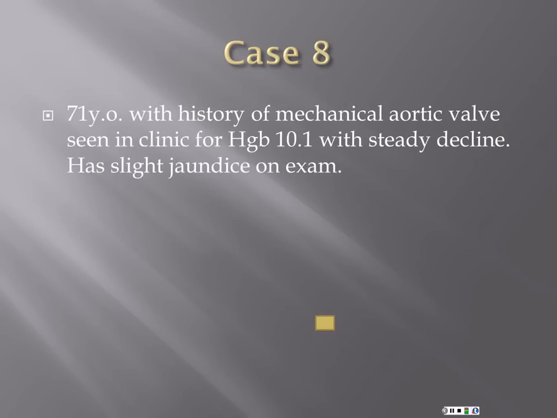Next case, 71-year-old with a history of mechanical aortic valve, seen in clinic for a hemoglobin of 10.1 that has had a steady decline over the past several months. He has slight jaundice on examination. What's the next best test? Or what's the test we're going to do? RPI. RPI is 4.5%. What's the next best test?